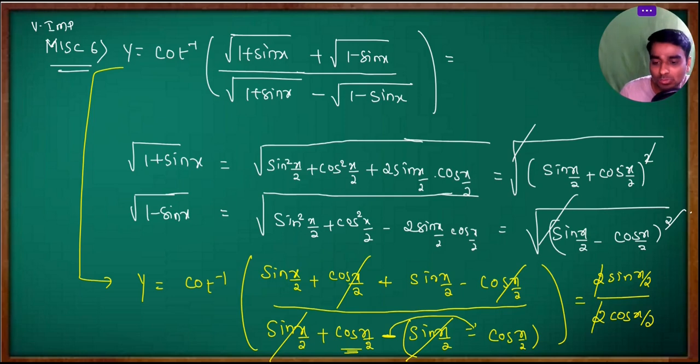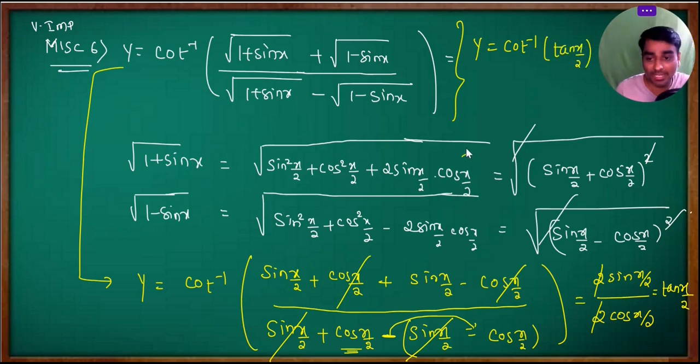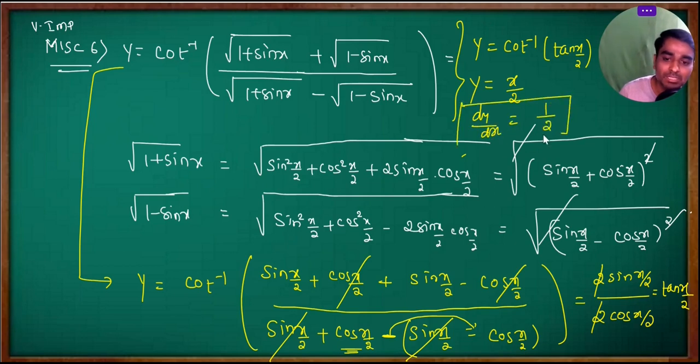Can I cancel this 2? Now sin x by 2 divided by cos x by 2 is tan x by 2. So y is equal to cot inverse of tan x by 2. So you know now cot inverse and tan both will get eliminated. So we will remain with y equal to x by 2. Then dy by dx will be simply 1 by 2. See, to get the answer as just 1 by 2, you have to do all this.